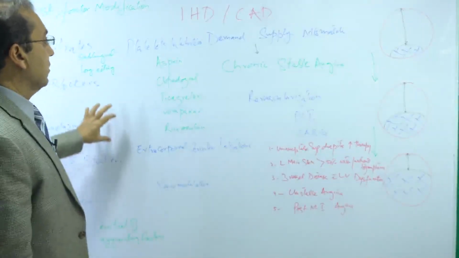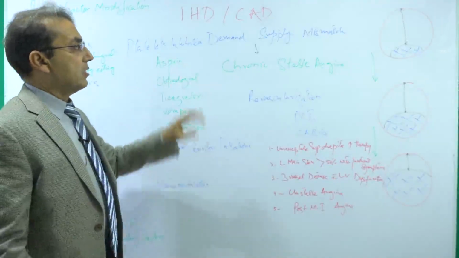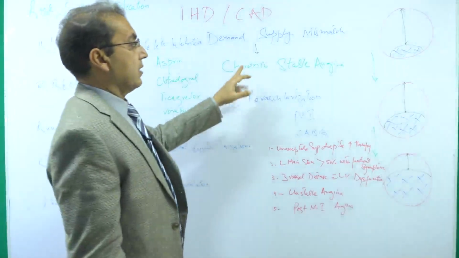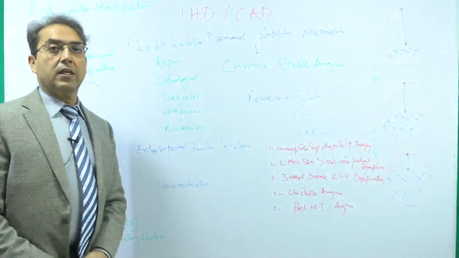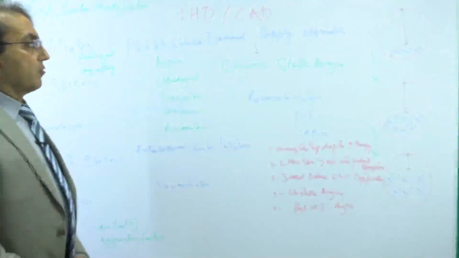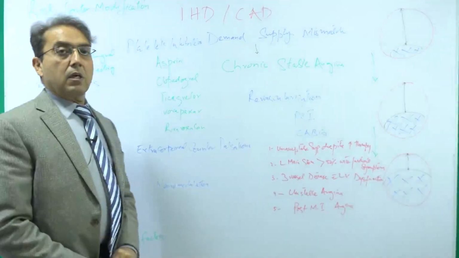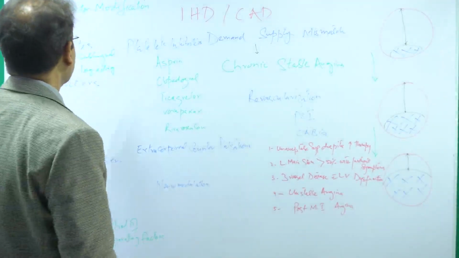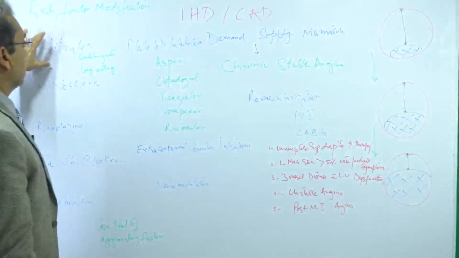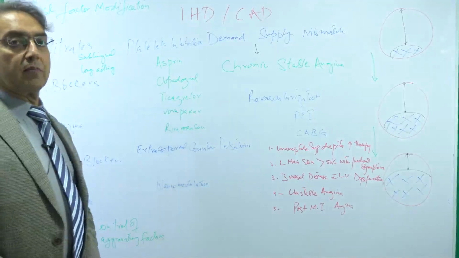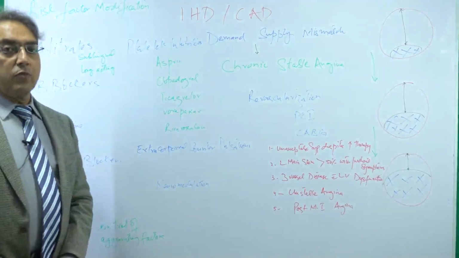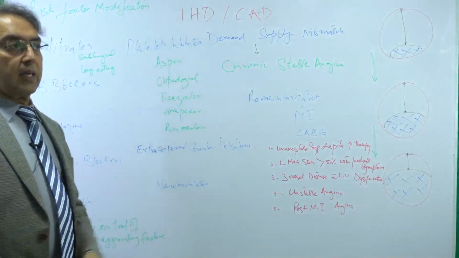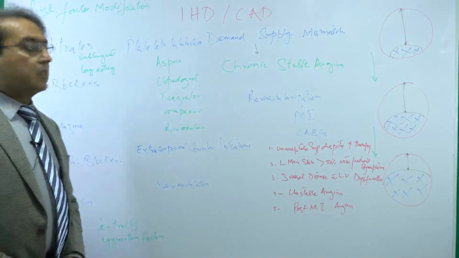Now we come to the drugs which improve the patient's symptoms in ischemic heart disease or chronic stable angina, and the drugs which can decrease the incidence or new onset of acute coronary syndromes or cardiac events. Now the first drug we choose is nitrates. Nitrates are used for symptomatic improvement. They can improve the pain and they can somewhat increase the patient's exercise tolerance.